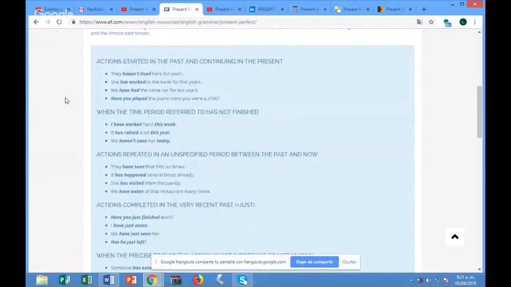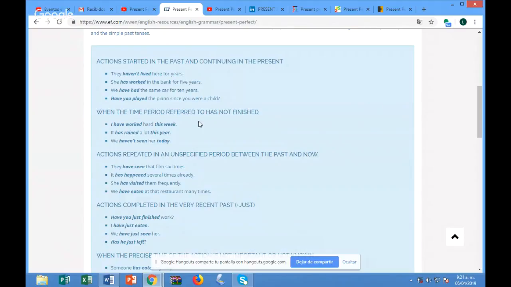So these are examples about that. Action started in the past and continued in the present. They haven't lived here for years. She has worked in the bank for 5 years. We have had the same car for 10 years. So here explain some time, okay? 5 years, 10 years. You can say days several times when you are referring to present perfect.